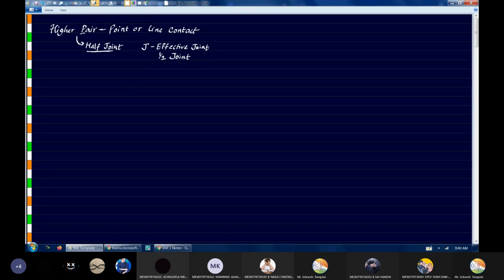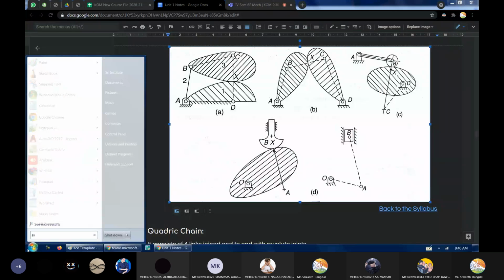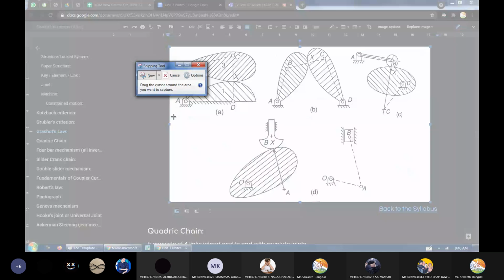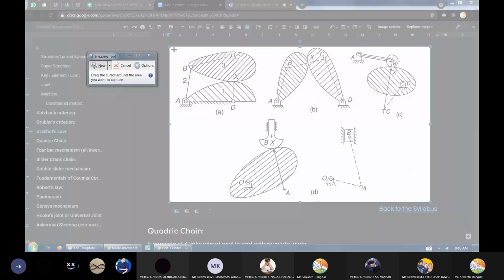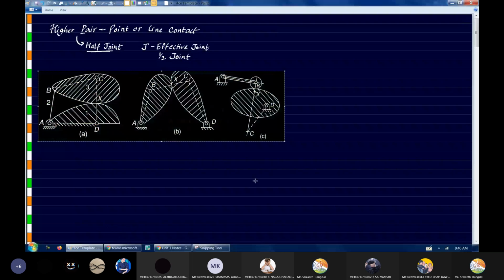Okay, so let's take up this problem here. We take a snip of this. I'll take all this at the same time, paste it over here, and invert the colors. So coming here, how many half joints are there?